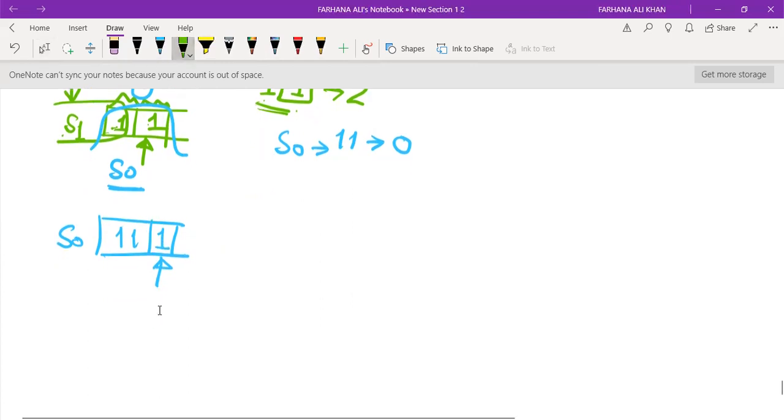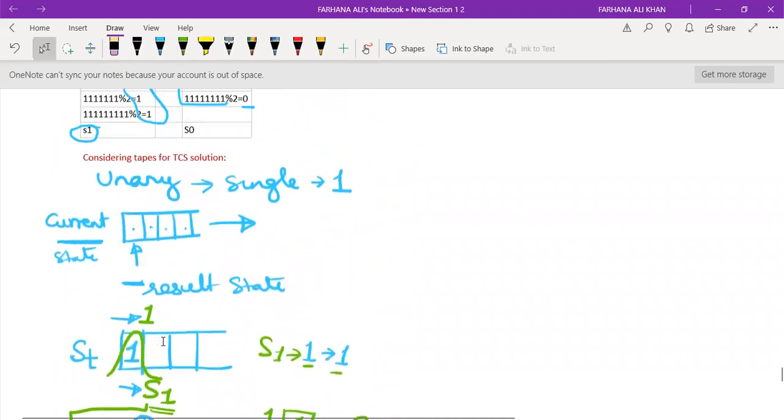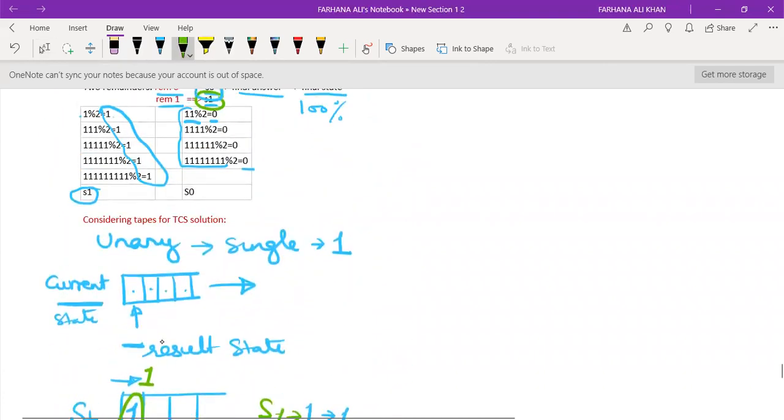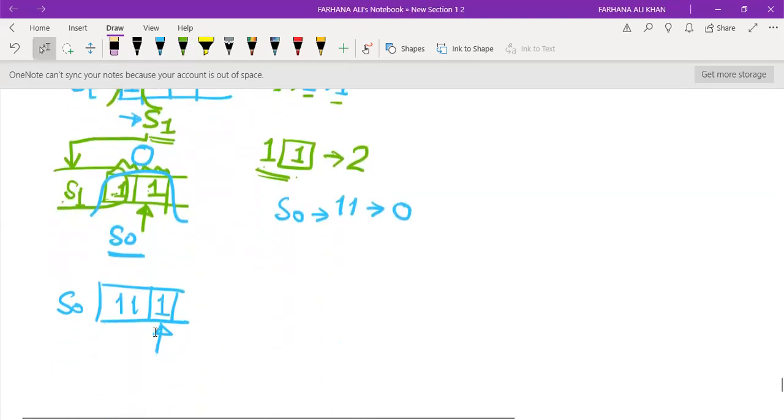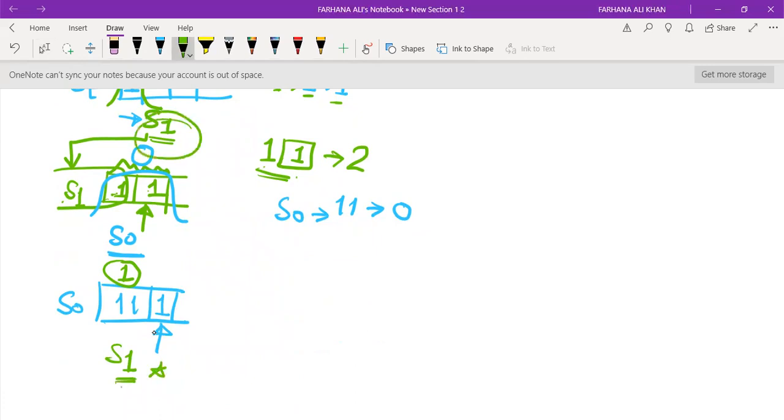So what was the case in number 3? When we divided number 3 by 2, the remainder was 1, and the remainder 1 we have to write on the top of the tape. So this is remainder 1. Remainder 1 state is indicated by the name S1. So this is the S1 condition. This S1 state we had already considered here, so no need of considering this S1 again.